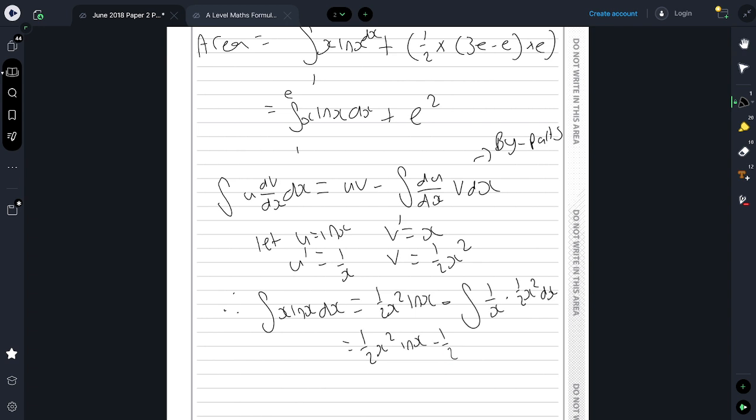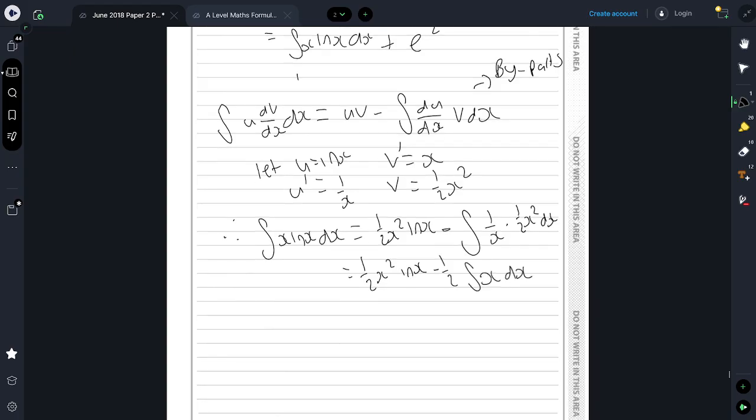Half of the integral. Now, 1 over x times x squared, you're just left with x. And this is why it goes nicely when you differentiate the ln x. 1 over x will cancel the x here. Cool. Now we can integrate that very nicely, can't we? That's a half x squared ln x.